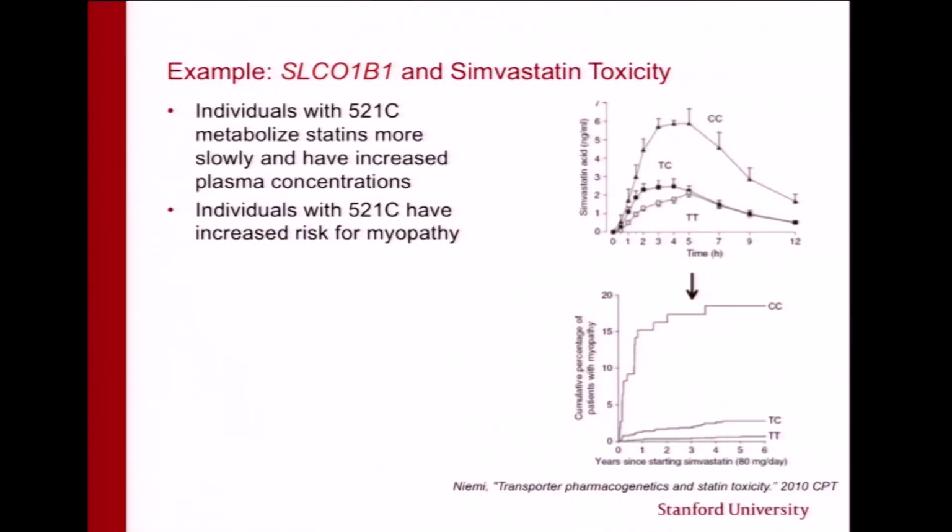What you'll see on these graphs on the right side of this screen is that, consistent with what we're saying here, individuals with 2 copies of the CC allele have lower uptake of simvastatin into the liver, and as a result, have higher circulating levels of simvastatin in the bloodstream. And as you'll see below that, because high circulating levels of simvastatin are associated with increased risk of myopathy, you'll see that individuals with the CC haplotype have higher rates of myopathy compared to individuals who have either TC or TT at that 521 position.